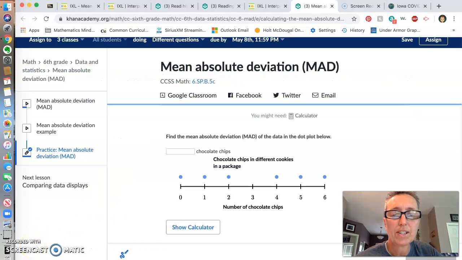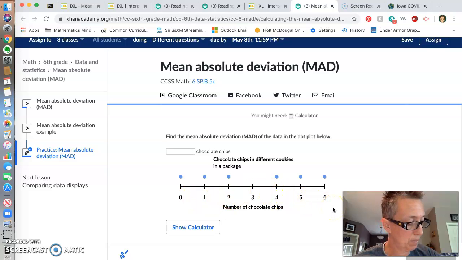Okay, this is the last link, and this ties line plots, dot plots, whatever you want to call them, and MAD together. So you have to read the dot plot and then find the MAD, the mean absolute deviation. All right, so first thing you want to do is write down your numbers. Well, this is an interesting dot plot. You've got a bunch of numbers here that each have 1 dot. Remember, that's 1 time that number is represented. So I have written down a 0, a 1, a 2, a 4, a 5, and a 6.